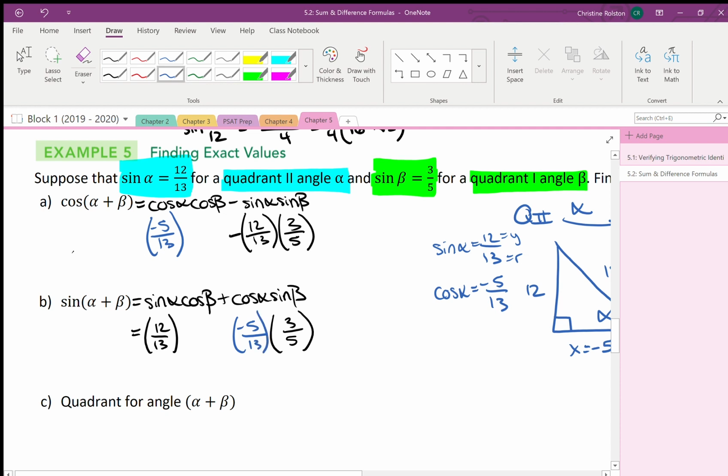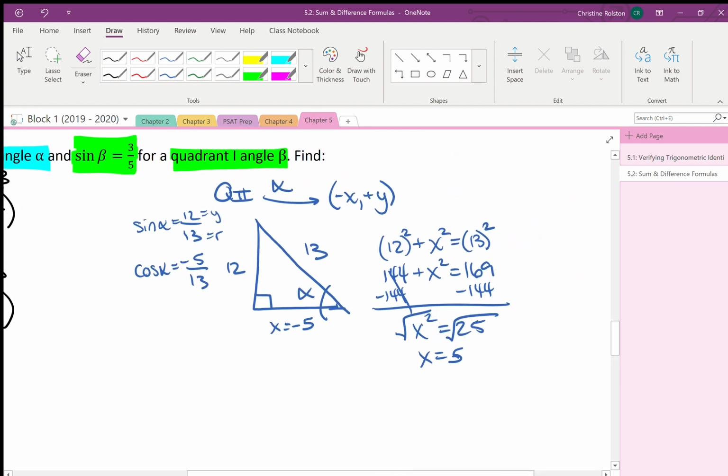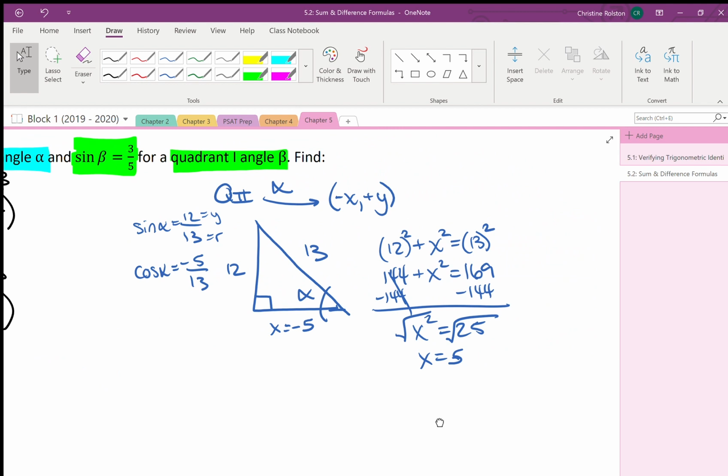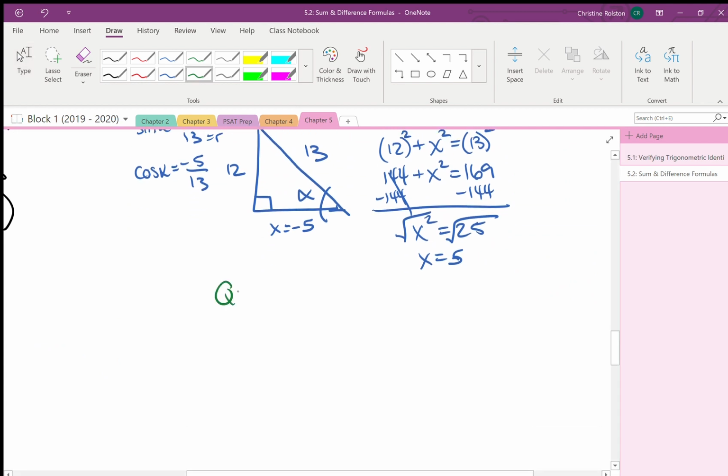Now I did that for alpha. I still need cosine beta. So I'm going to do the same thing I just did with alpha, I'm now going to do for beta. Now my beta information, I knew quadrant 1. And beta, in quadrant 1, remember everything's positive. It's a positive x and a positive y. Let me make that neater.